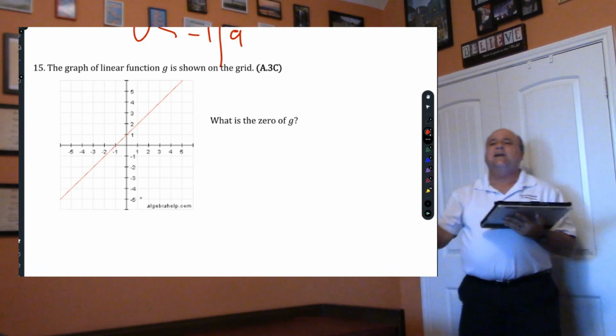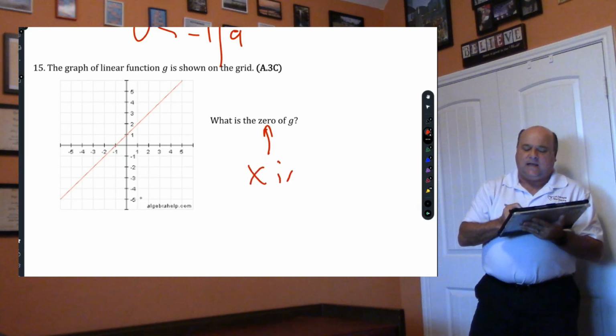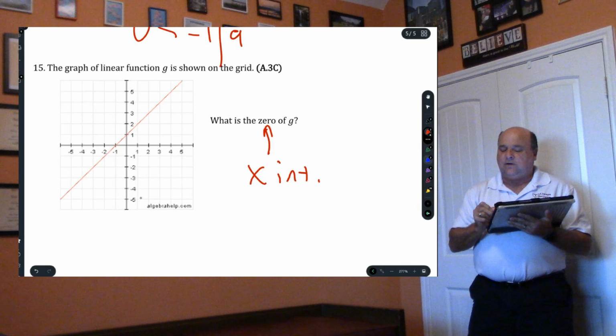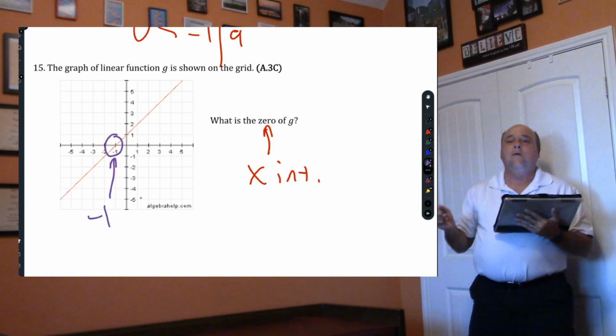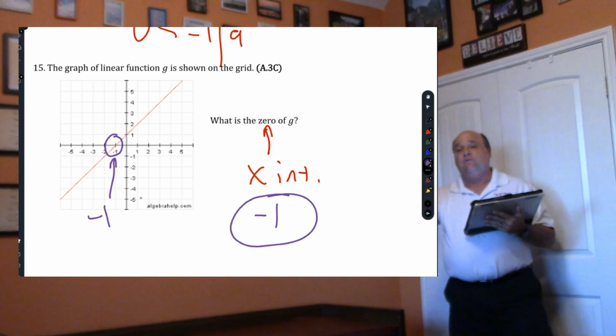The last one, kind of sad, but it's the last one. The 0 of a line is the x-intercept. So all we got to do on this problem is get the x-intercept. If you look at this line, it crosses the x-axis right here. The x-intercept is negative 1. That's what you would put in if you had to type it in.